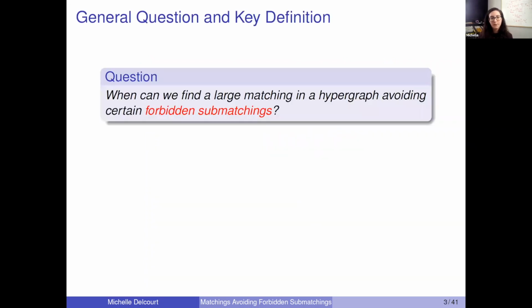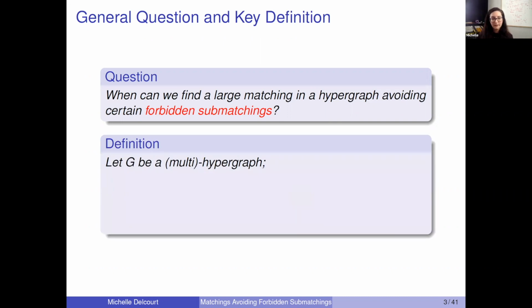Let me begin by asking a broad question. In general, when could we hope to find a large matching in a hypergraph avoiding certain submatchings? By large matching, I'm thinking about a perfect or almost perfect matching in a hypergraph. We'll talk about various conditions we need to impose on the hypergraph in order to find, first of all, large matchings, but then large matchings with additional restrictions, in particular avoiding certain submatchings.